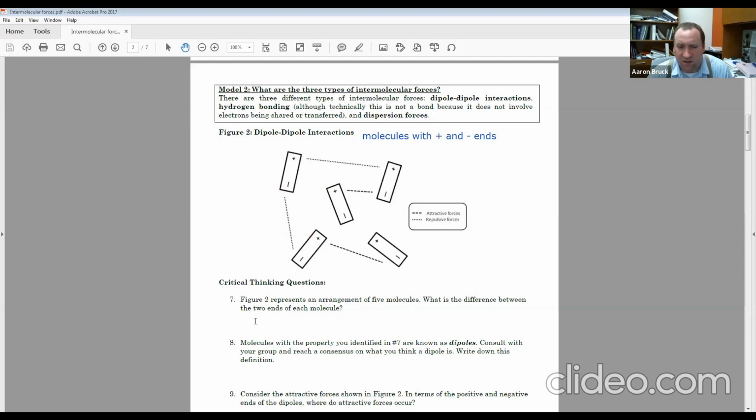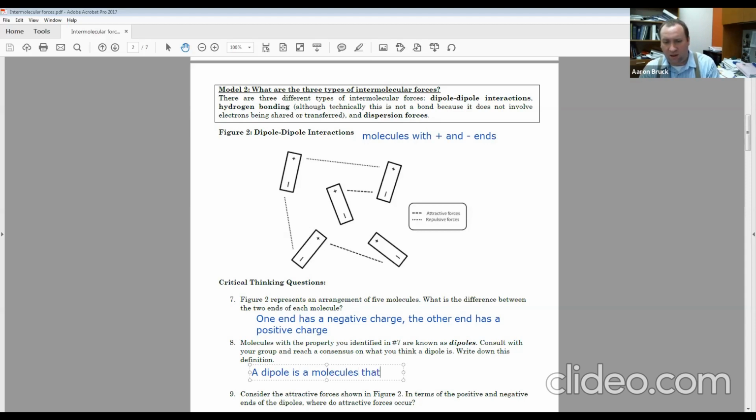So question 7, figure 2 represents an arrangement of 5 molecules. What is the difference between the two ends? One end has a negative charge, the other end has a positive charge. That's really the big difference between them. There's nothing too complicated there to discuss. Molecules with the property that we have identified here are known as dipoles. What is a dipole? A dipole is a molecule that has a distinct positive end and a distinct negative end. That's the definition of both of those.